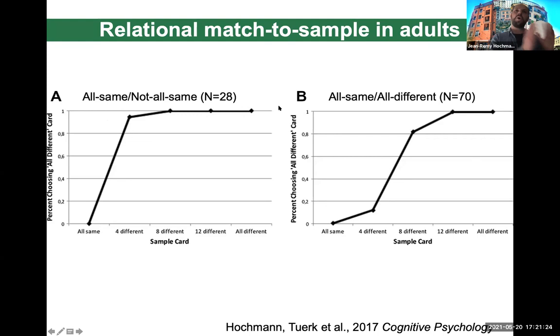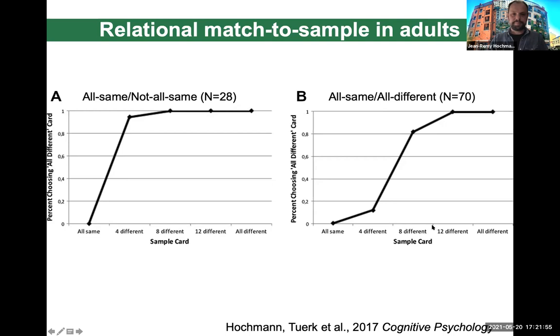But the most common pattern was something that we interpret as being a rule that is all the same versus all different. And that makes a lot of sense. Remember, this is what participants are trained on, right? They are trained to match all the same with all the same, all different with all different. And what they do basically with the intermediary arrays is to match them with the most similar. So if you have only 4 different, they match it to all the same, and beyond that, they go to all different. Okay, so those are adults.